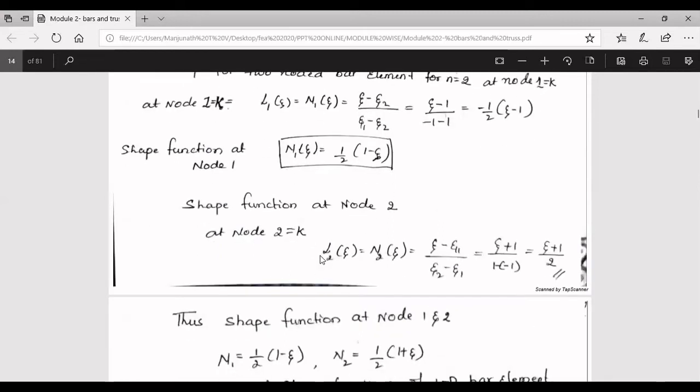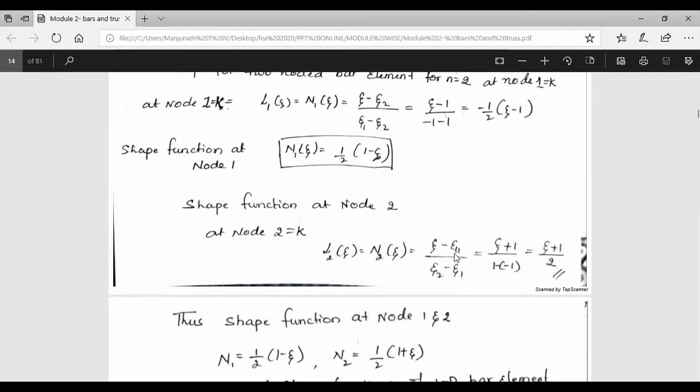Similarly, at node number 2, here k becomes 2 because at node number 2 we need to find the shape function at the kth node. So L2 of zeta, which is equal to N2 of zeta, is equal to zeta minus... here at node number 2 we need to find the shape function so k becomes 2, and the remaining node will be 1, so i becomes 1.